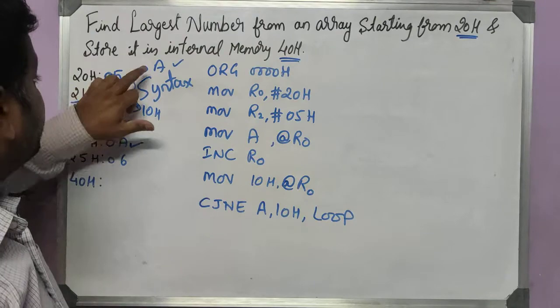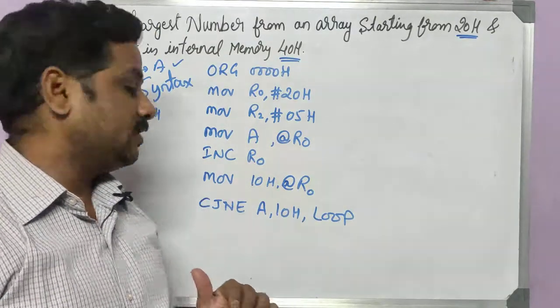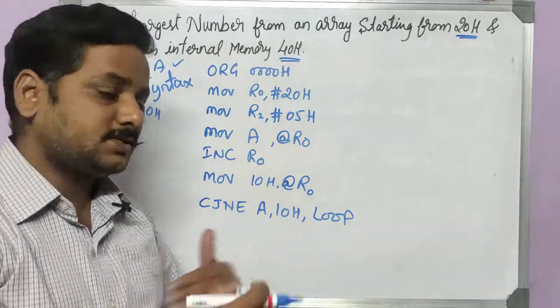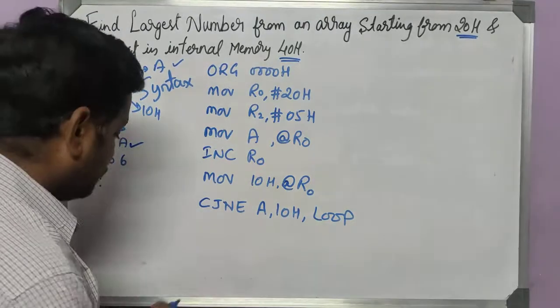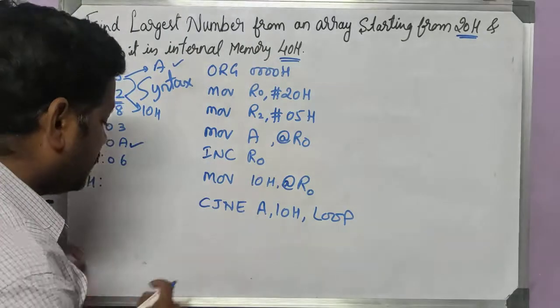No. A is having 5 and 10h is having 2. Those two are not equal. If not equal, let's jump to loop. It will jump to loop. If equal, what happens? Let's take it later. If not equal, it will jump immediately here. So if equal, what happens? We don't know. So I will leave some space here and I will write somewhere here.